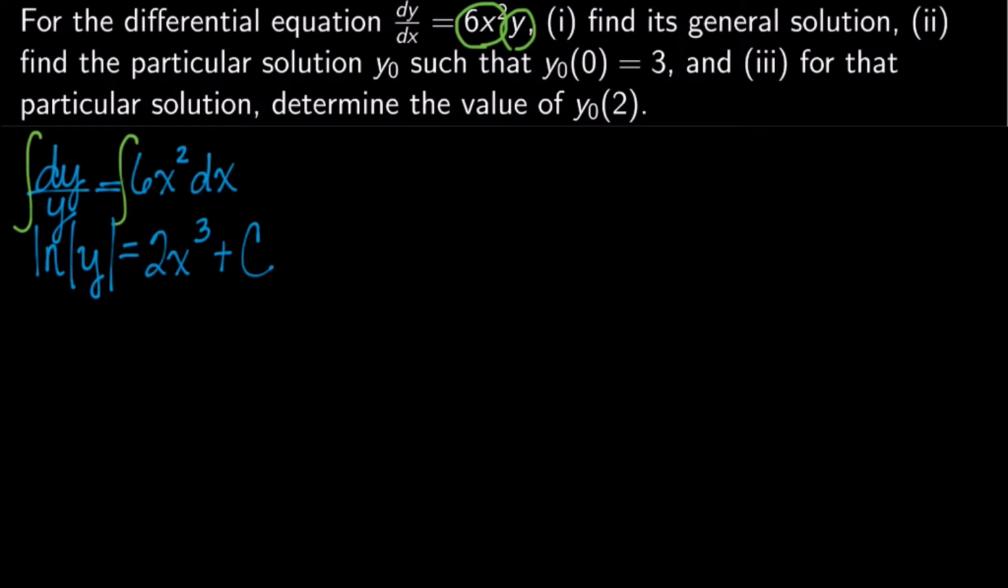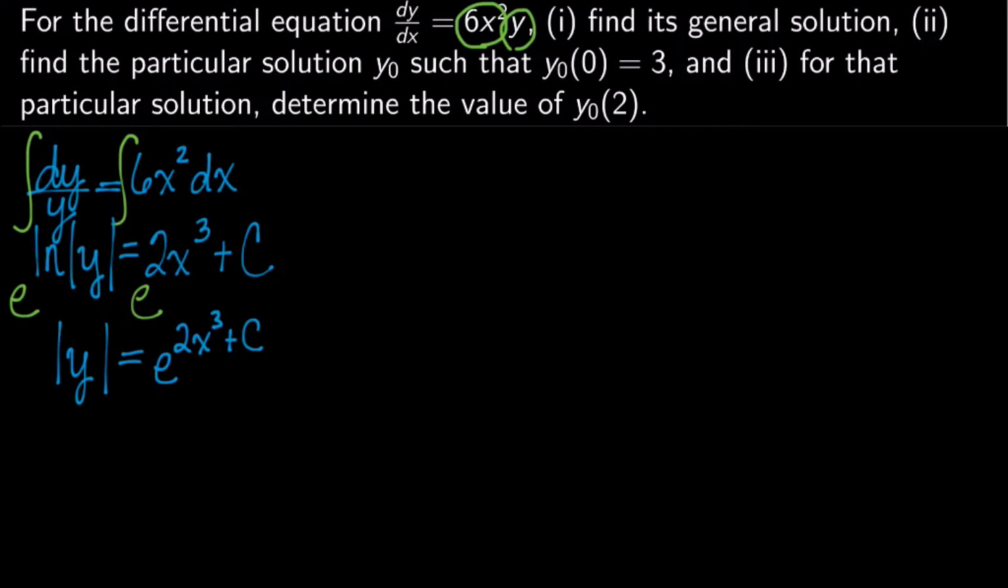Okay, the next step that I think I'm going to do, I want to kill that ln. I really want to solve for y. I want y to be isolated. So I'm going to exponentiate. And that means that on the left I have absolute value of y, and that's equal to e to the 2x cubed plus c. That whole thing is an exponent.